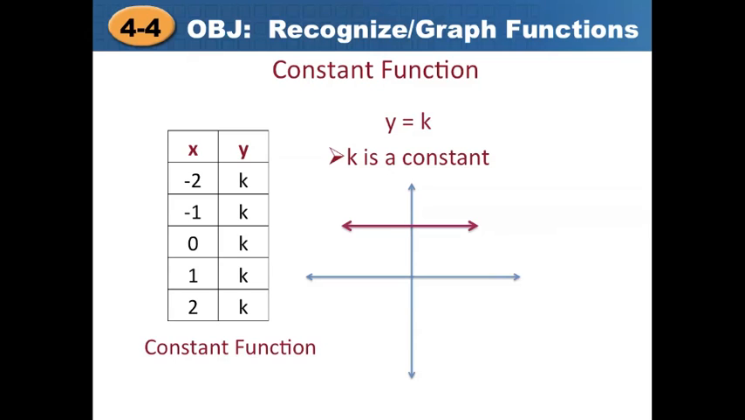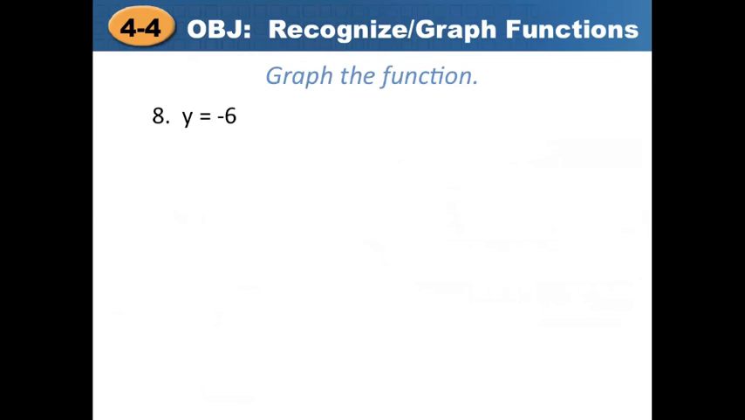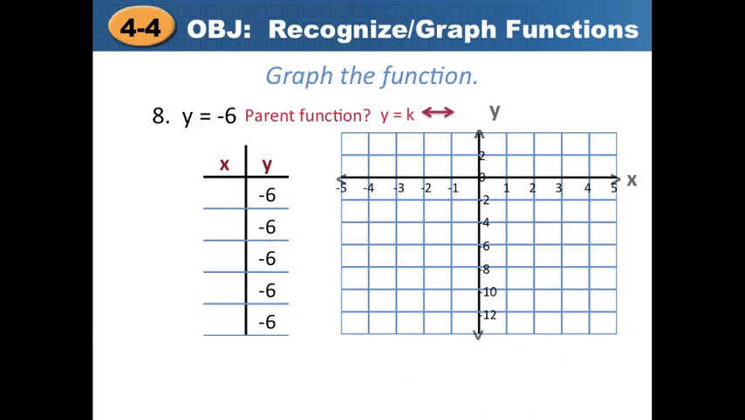Let's practice graphing these on our graph paper. Example number 8. We have y equals -6. Copy this to your notebook paper. Notice the parent function is y equals a constant, which will make a horizontal line. On your notebook paper, make a table of values. It says y equals -6. So in our table of values, every y must equal -6.